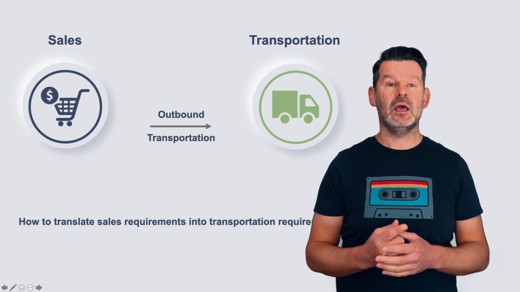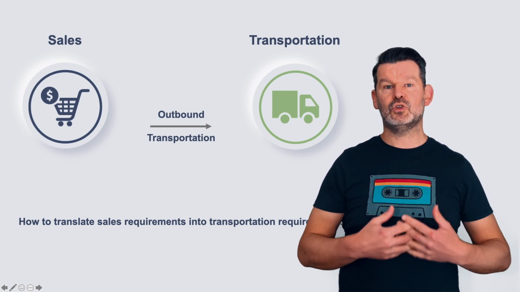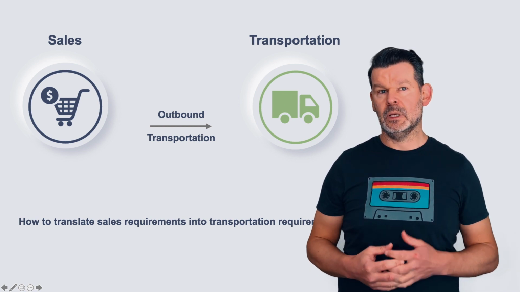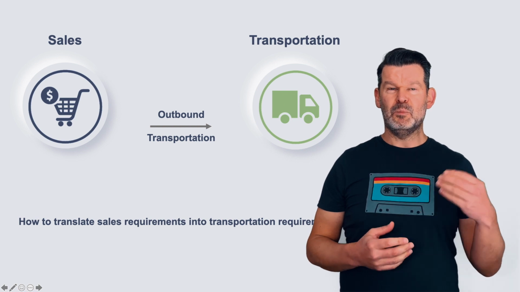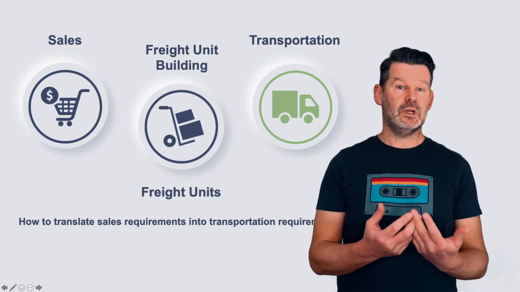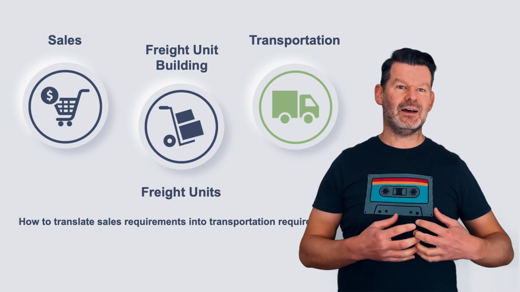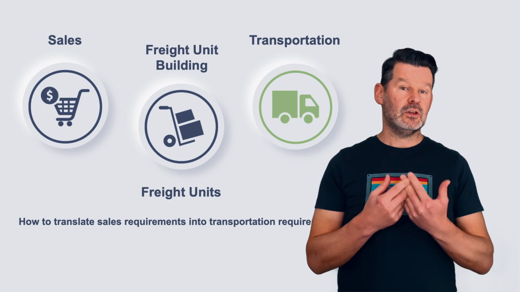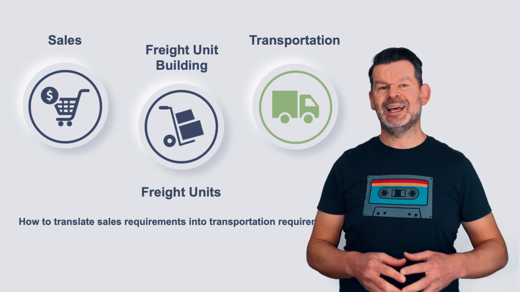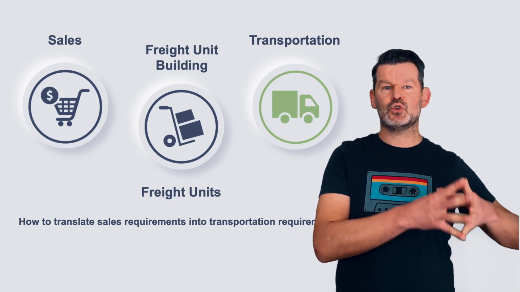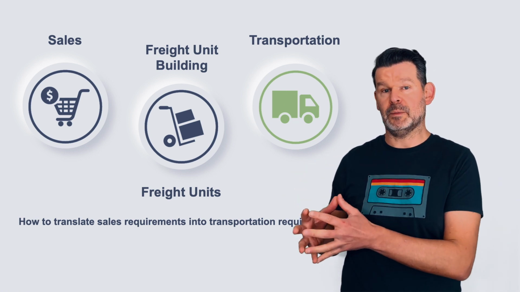So that's the first thing, and we will look at the self-service configuration UI that is available to make that setting in the system. The second, which has a very strong business impact, I would say, is the freight unit building rule. And the freight unit building rule really is the glue that ties sales to transportation. The freight unit building rules include a certain number of settings and parameters that tell the system how it should translate those sales order requirements into a transportation requirement.